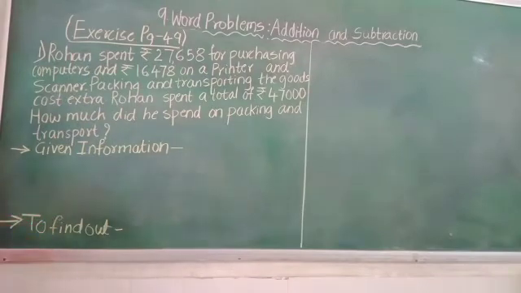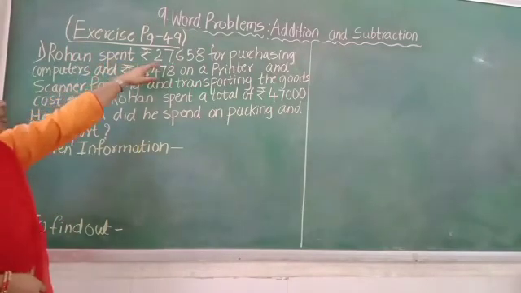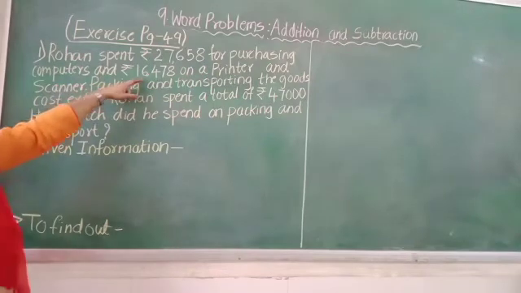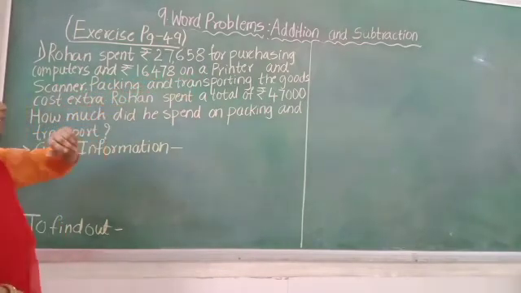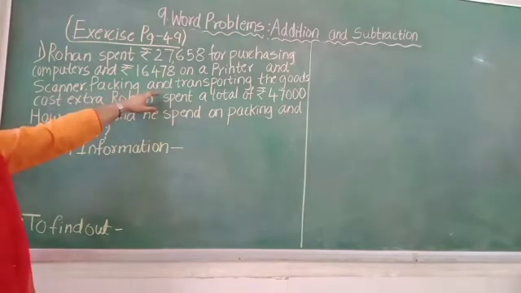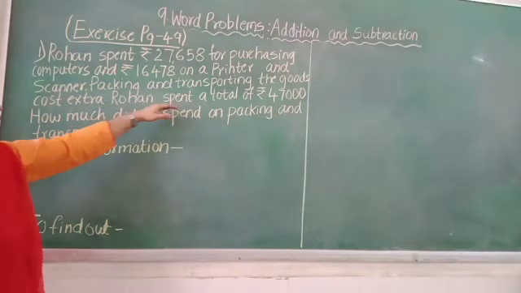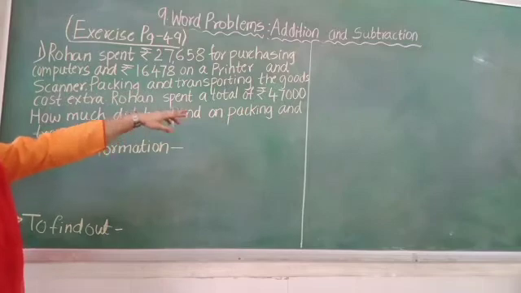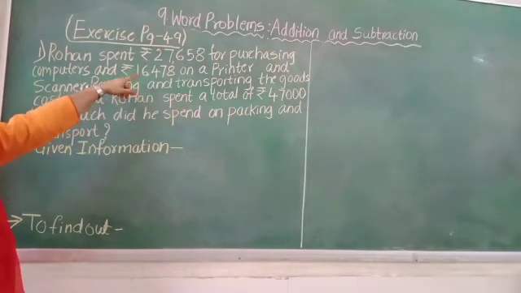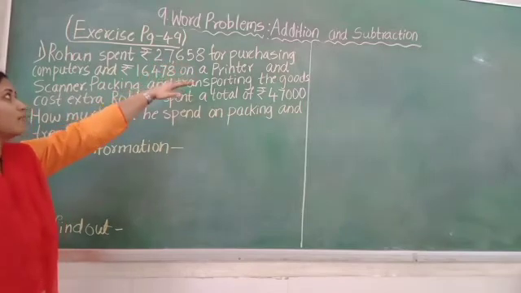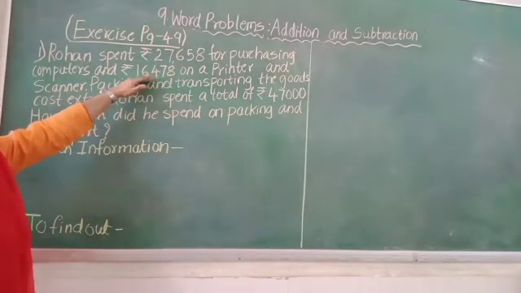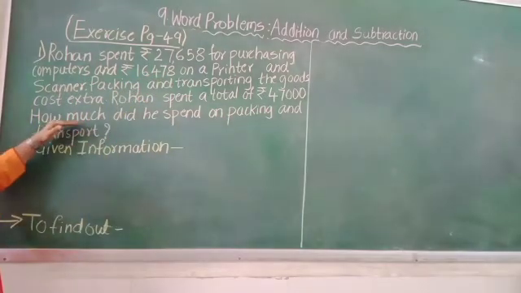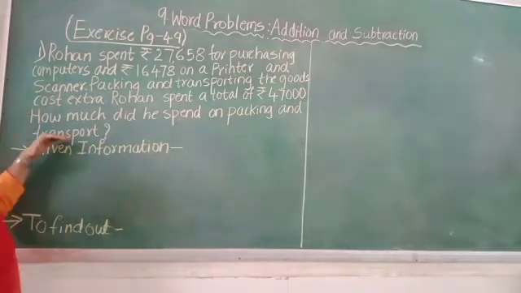So here what they are telling us, Rohan had spent how much? 27,658 for purchasing computers and 16,478 on a printer and scanner. Packing and transporting the goods cost extra. Rohan spent total how much? 47,000. Total amount he spent is 47,000. For computer he spent 27,658 and for scanner he spent rupees 16,478. So they are telling us to find here how much did he spend on packing and transport.